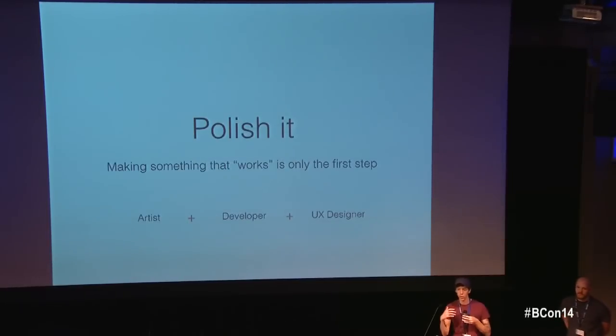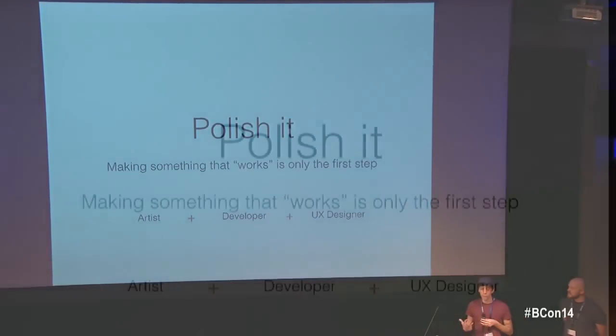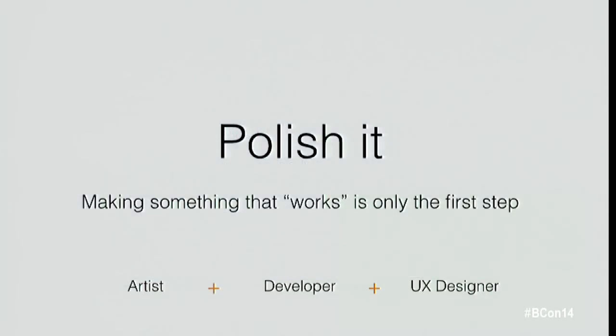So, when we think of tool design and building tools, there are a lot of different stages to it. First and foremost is making something that works. If it doesn't work, it's not worth using. So first, make it work. Get something functional. Build a prototype. Get something that actually accomplishes the task that you're trying to do.